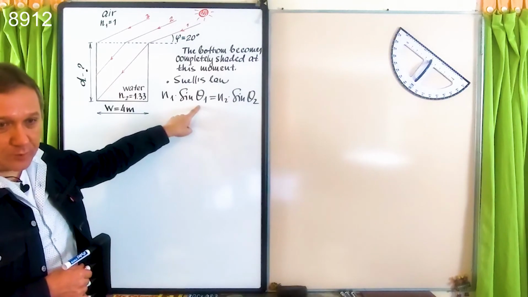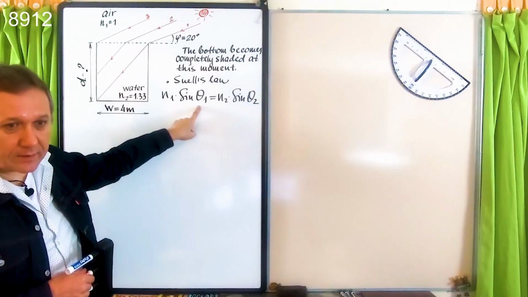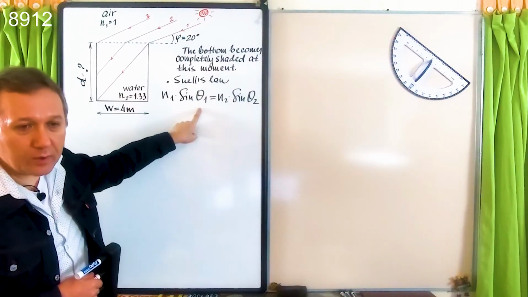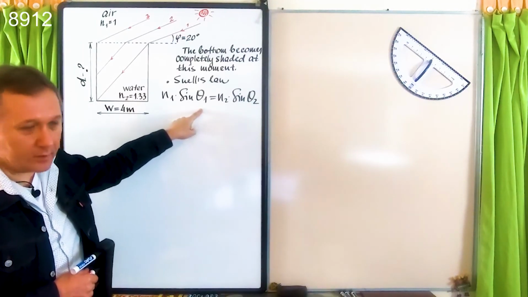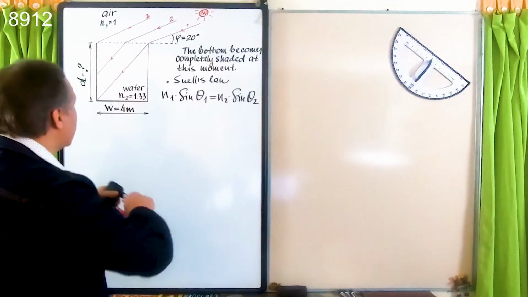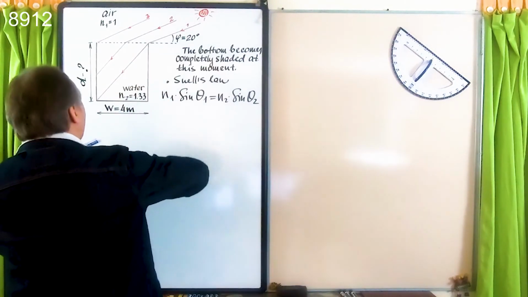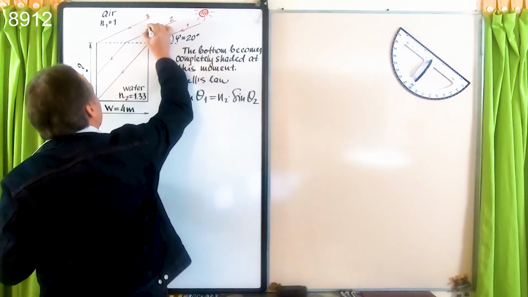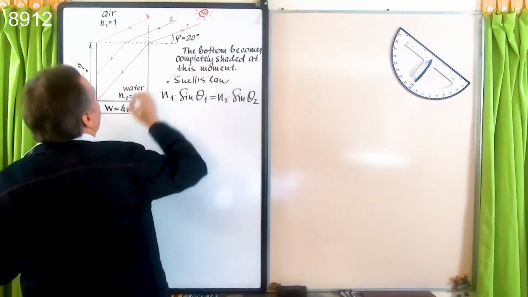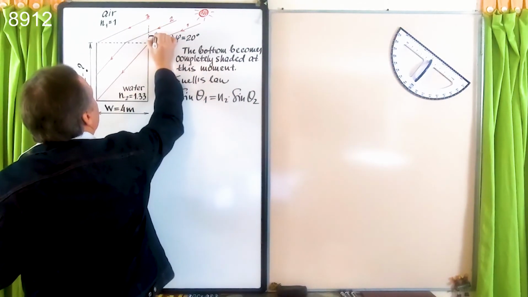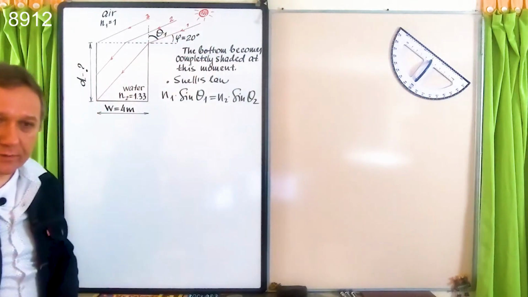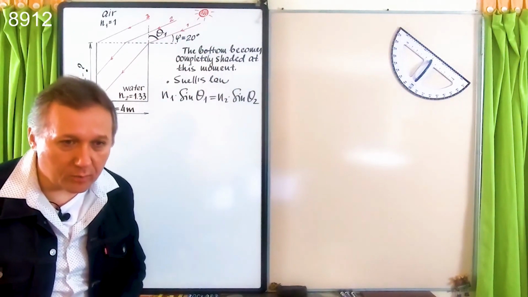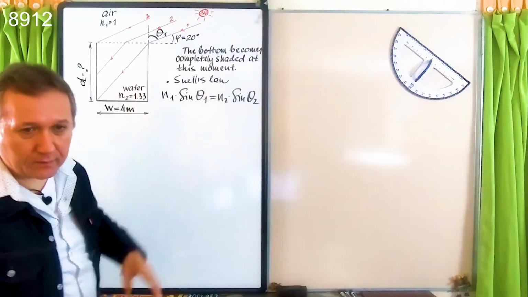Theta 1, you remember, these angles are the angles between the normal line and the ray. In our case, theta 1 is this, let me use black. So let me draw this normal line, and this is theta 1 between the direction of the ray number one and the normal line. So we need to use that angle.